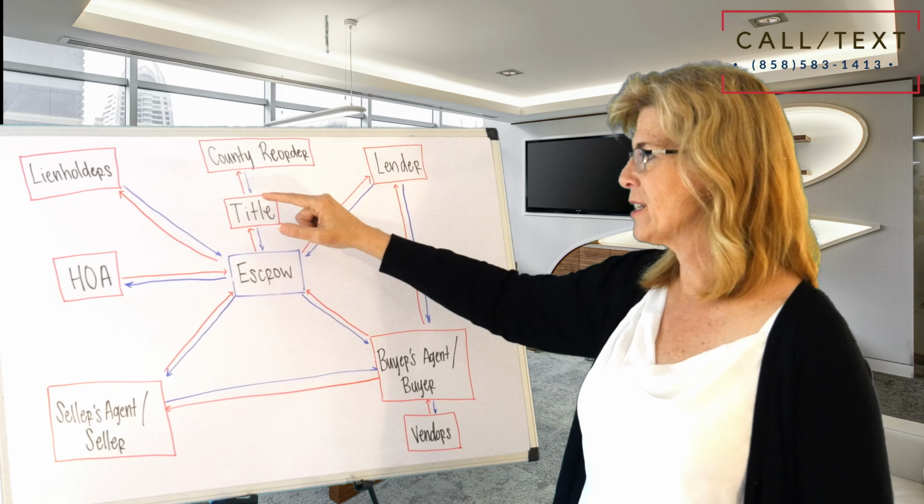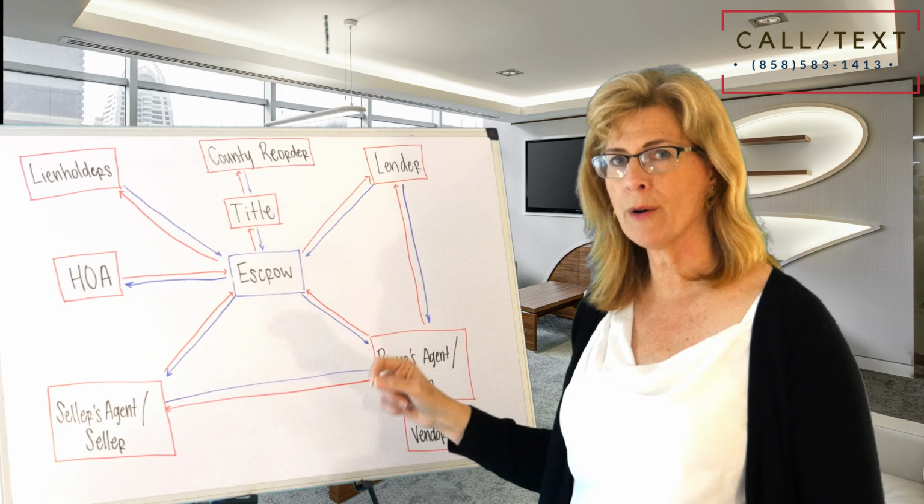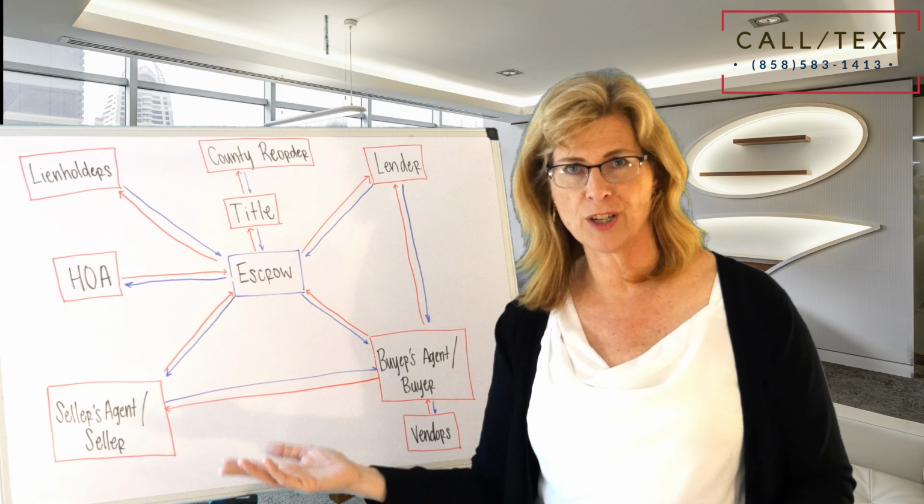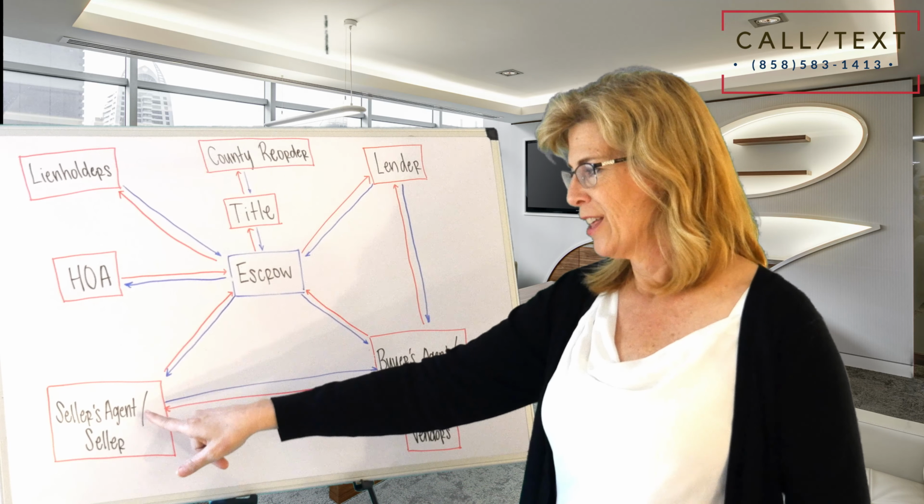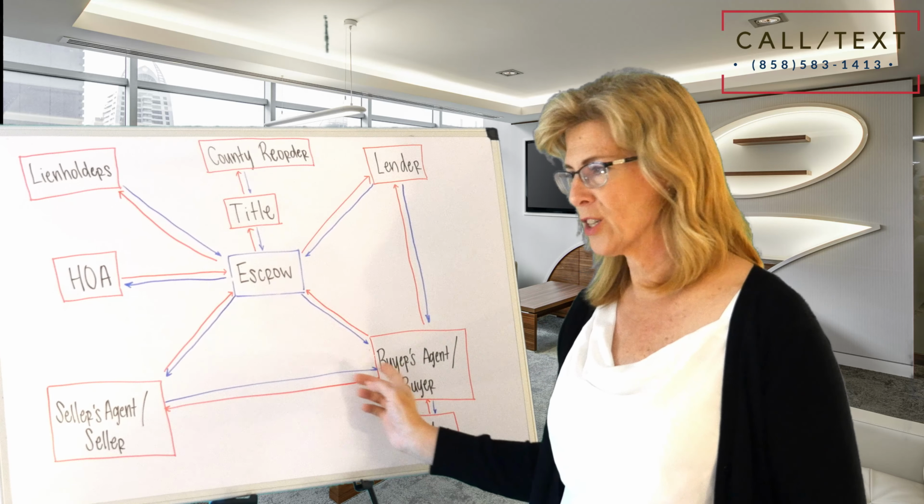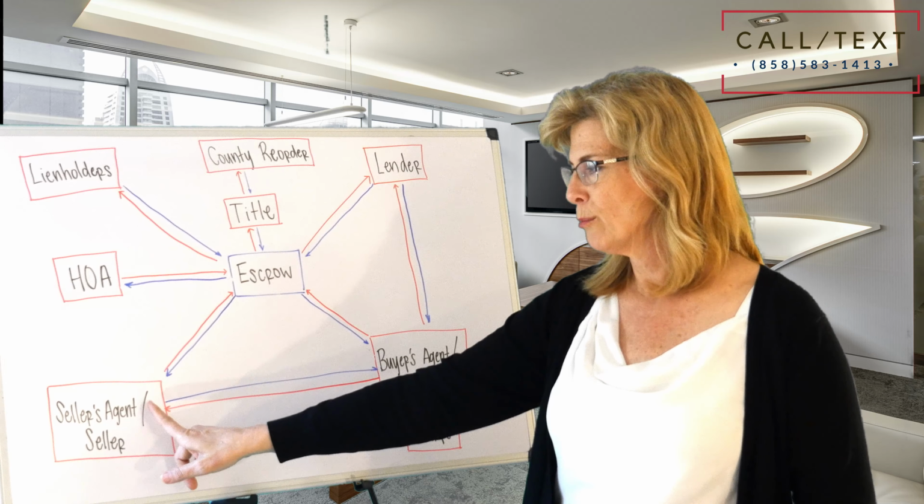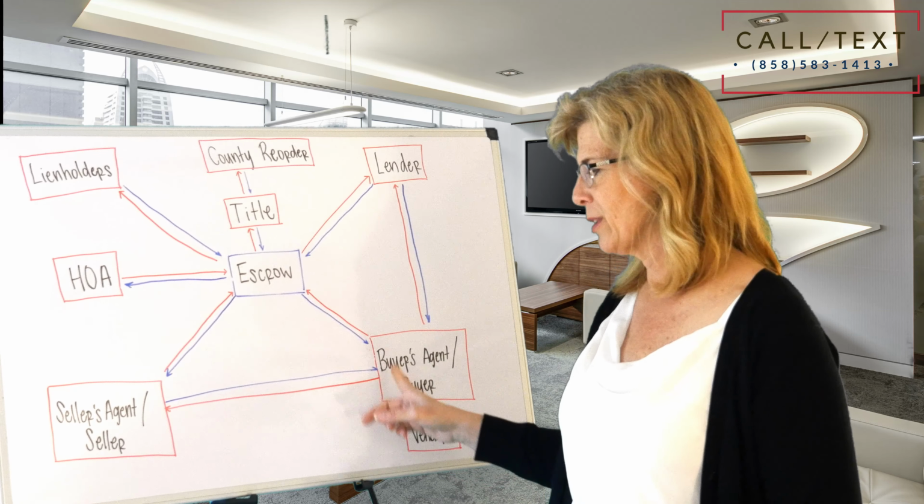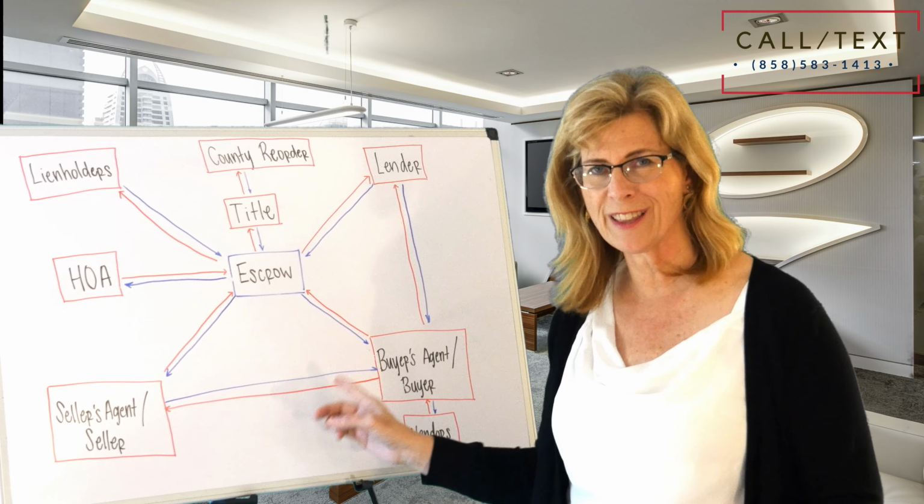It will come back to title, who will then come back to escrow and issue the happy news that you have a confirmed recordation of deed, at which point there'll be one last set of paperwork for all the signed disclosures that will come to both sides, plus the seller's side will typically be doing the home warranty, and they'll also be letting the buyer's agent know where to get the keys.